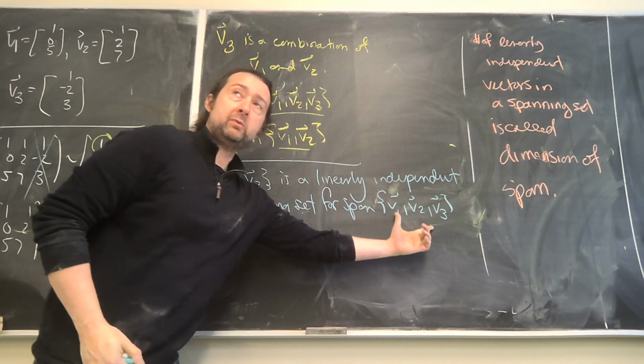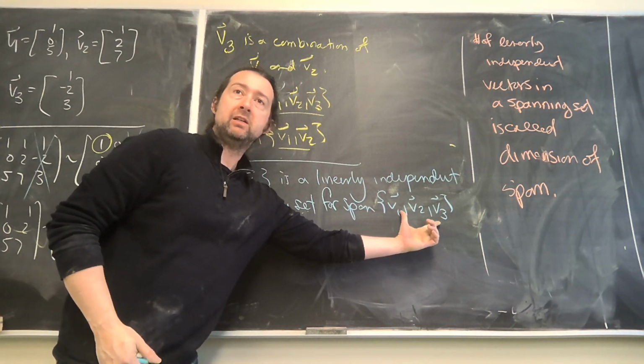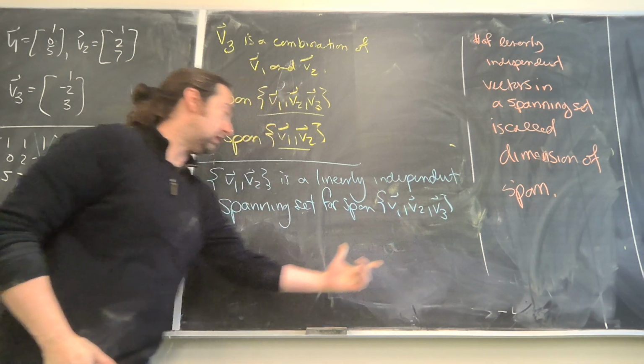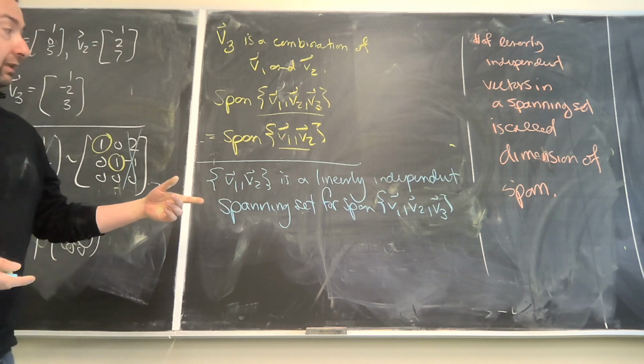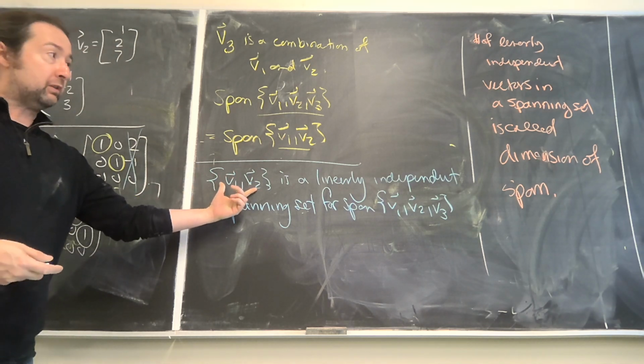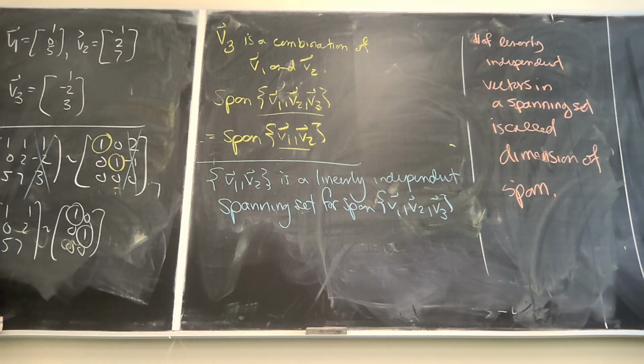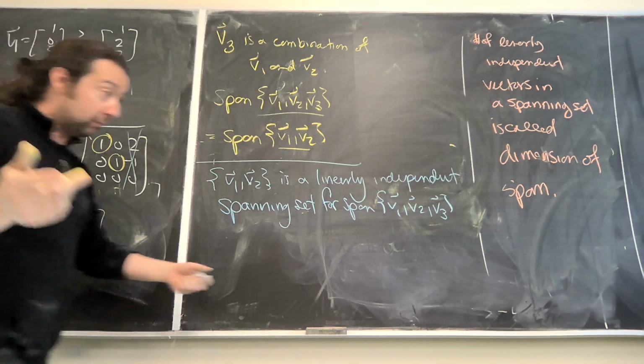These were the vectors we used to build the space, but I didn't need all of them. I could throw one away and keep the same span, and I've got the added virtue that what I ended up with is a linearly independent spanning set. And this idea is so important. The idea of a linearly independent spanning set is so foundational to linear algebra that we give it a name.